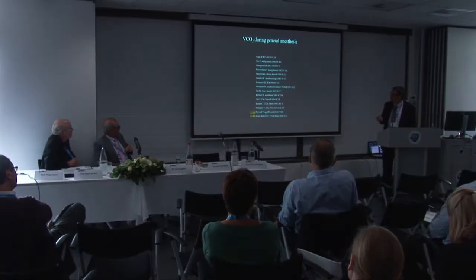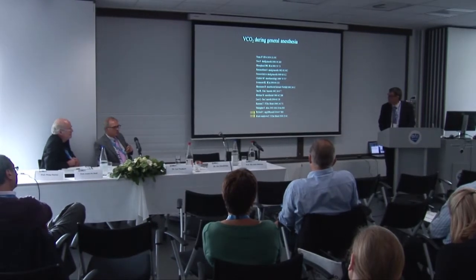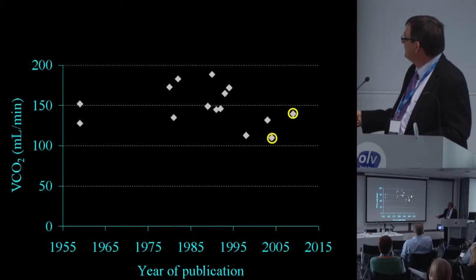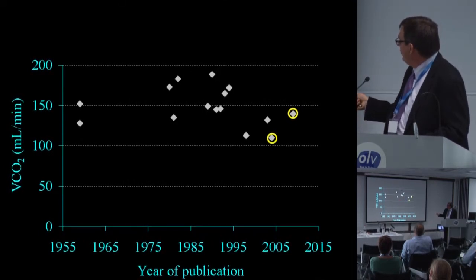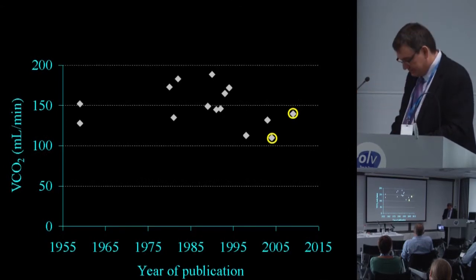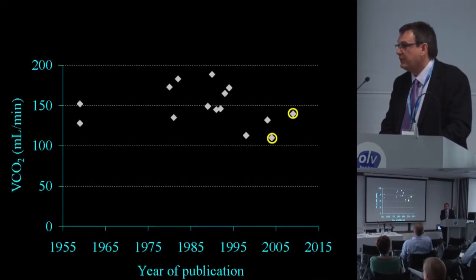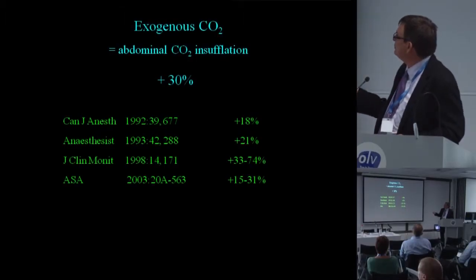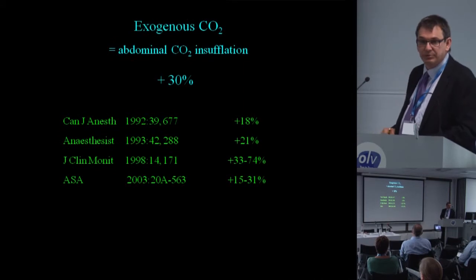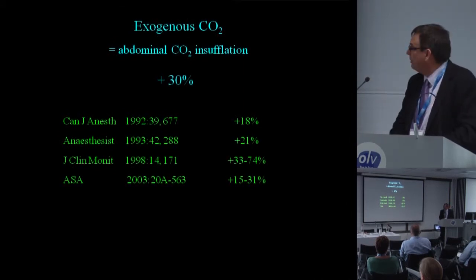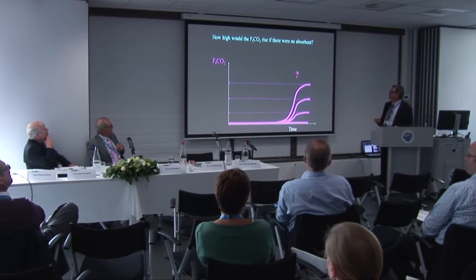I did a literature search, and some of the best data actually came from Philip Payton. This is the year of publication, and these are data on CO2 production during anesthesia, and I think 140 milliliters per minute is about what CO2 production is. There's a wide range, from 90 milliliters per minute to higher numbers in adults. If you apply a CO2 pneumoperitoneum, it will increase by another 30%, so you'll be inhaling 30% more CO2. So another question: how high would the FiCO2 rise if there was no absorbent, or if the absorbent was exhausted?